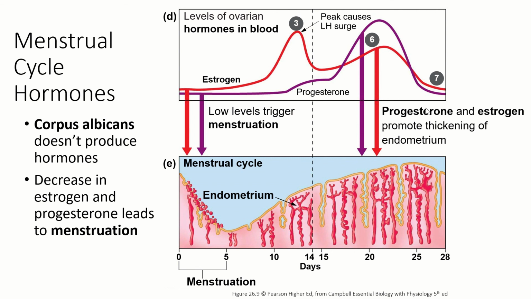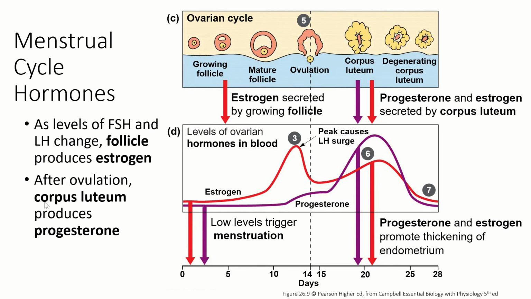Now, here's a funny thing. If progesterone levels stay high, then that's a signal that the corpus albicans didn't get formed, that the corpus luteum is still there in the ovary. And that happens if fertilization happened. So if you trick the woman's body into having high levels of progesterone, the ovary interprets that as there being a corpus luteum producing that progesterone.